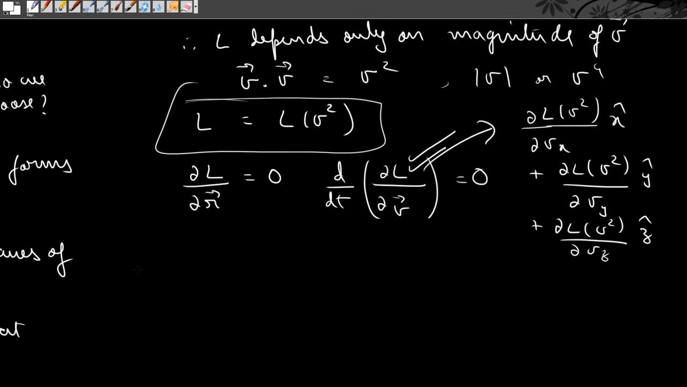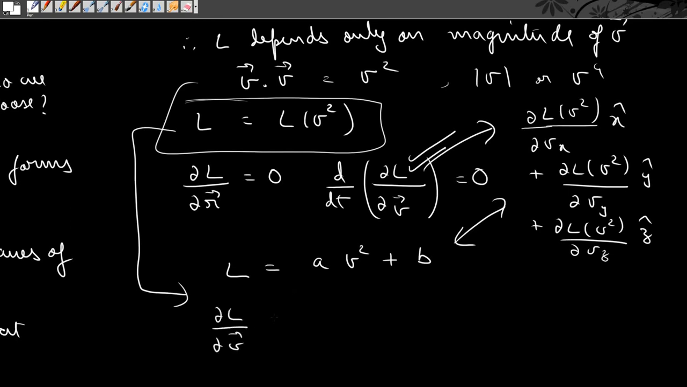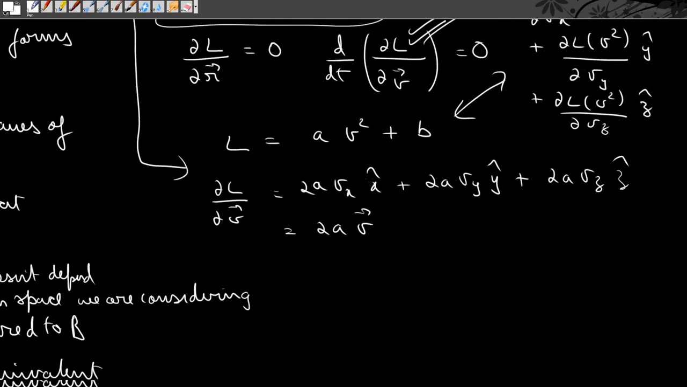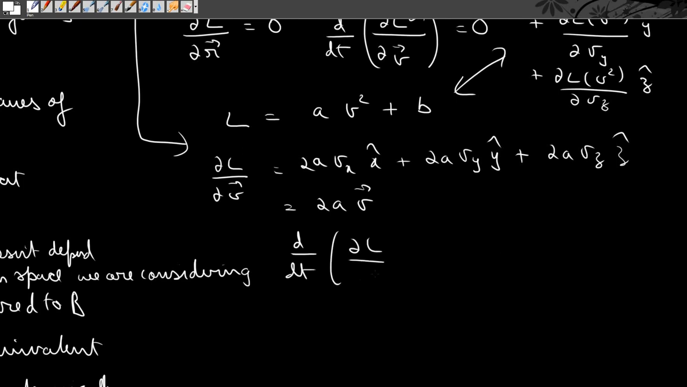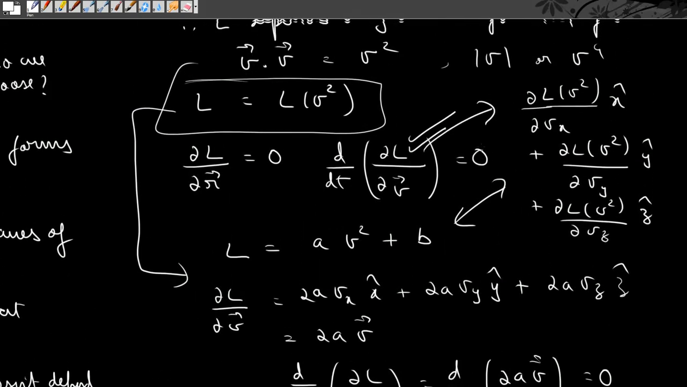Okay, now since this is a function of V square alone, I can write this as some A V square plus some B. All right, so what does this mean? This means if I apply these operations, I'm going to get dou L by dou V equal to 2AVx x cap plus 2AVy y cap plus 2AVz z cap, which is nothing but 2A times V. All right, and d by dt of dou L by dou V is nothing but d by dt of 2AV, which should be equal to 0 vector. Okay, and that is this result.